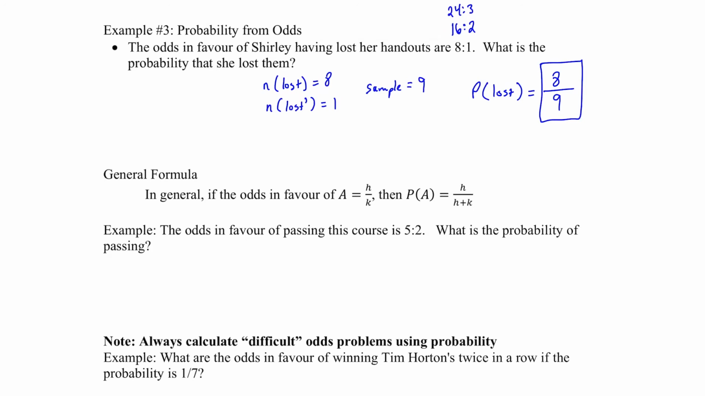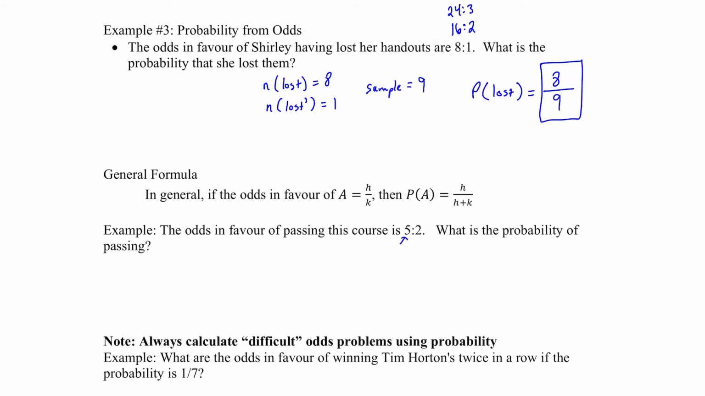So in general, if the odds in favor of an event A are H to K, then the probability of A is H over H plus K. So for example, the odds in favor of passing this course, this is a grim example here, is 5-2. I hope it's better than that for you. What is the probability of passing?